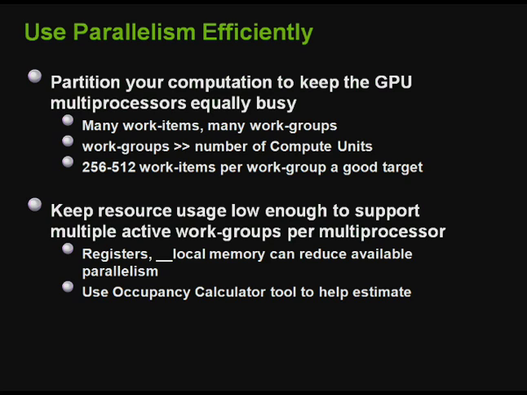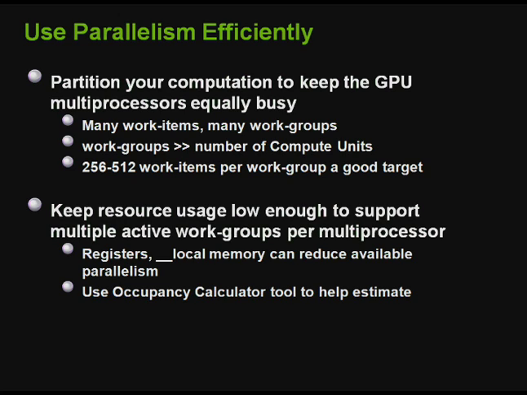It's very important to use parallelism efficiently. So this is thinking about partitioning computation to keep the GPU multiprocessors equally busy, which means many work items, many work groups, typically a lot more work groups than you have compute units reported for the device. A general target that we give developers is about 256 to 512 work items per work group as a good target.